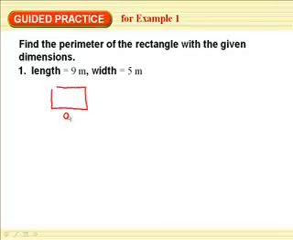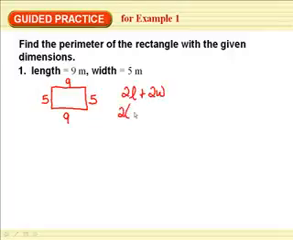And it's a length of 9, a width of 5. So this side would also be 9. This side would be 5. And if you want to add up all the sides, that's fine. Or you can do the formula: 2 L's plus 2 W's. 2 lengths is 2 times 9, plus 2 widths is 2 times 5. 2 times 9 is 18. 2 times 5 is 10. So that would be 28 meters.